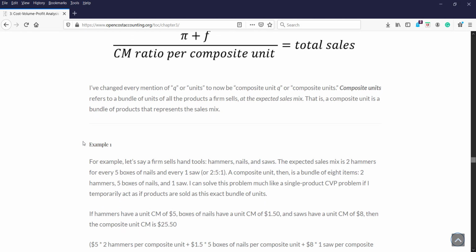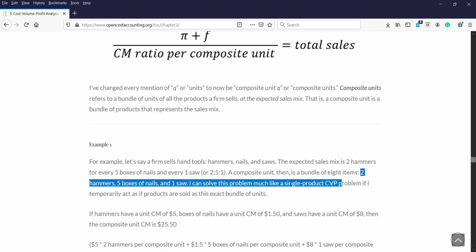So we have a sales mix of XYZ. In this example, we have hammers, nails, and saws in a 2 to 5 to 1 sales mix. 2 hammers for every 5 boxes of nails for every 1 saw. So we have a sales mix. And so therefore, we're going to create a composite unit. We're going to create a bundle of items that has in it 2 hammers, 5 boxes of nails, and 1 saw. We're going to act like that is a unit of sale. We're going to act like that's the only way we sell our products, just for this analysis.